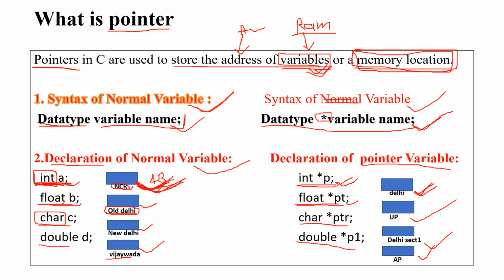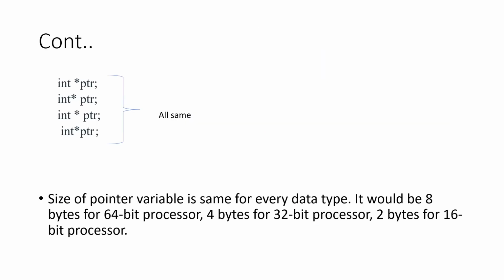So what we learned here: the syntax of the declaration of a normal variable and the declaration of a pointer variable. While declaring, it is allocating space in the memory, either for the normal variable or the pointer variable. Now we'll see what that is.